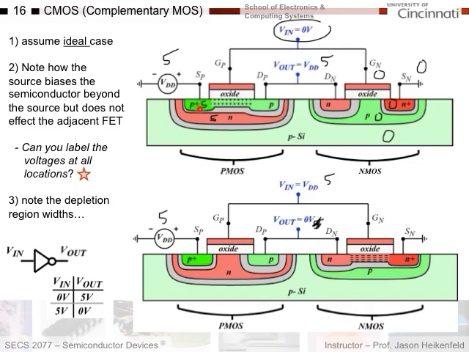I've got 5 volts here, and I've got 0 volts here. How do I handle that? Well, here's how I like to handle it. It's a capacitor, right? So let's say on one side of the capacitor I've got 5 volts down in the P-type region, and I've got 0 volts at the input.